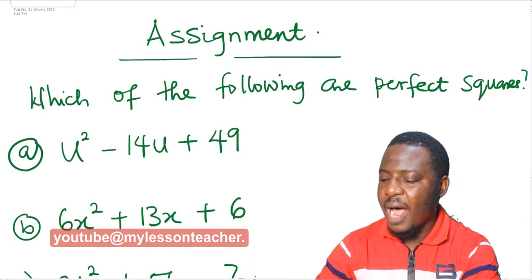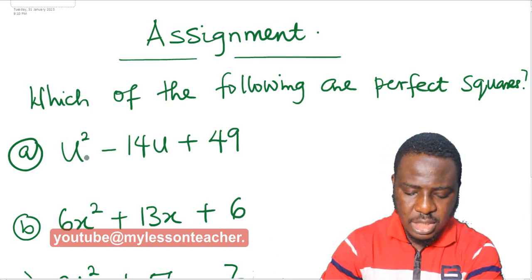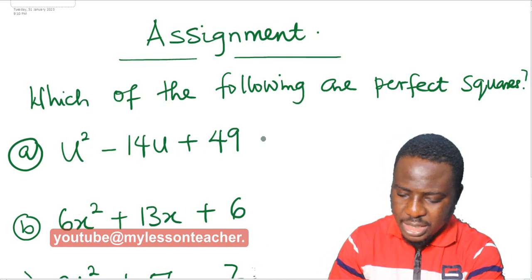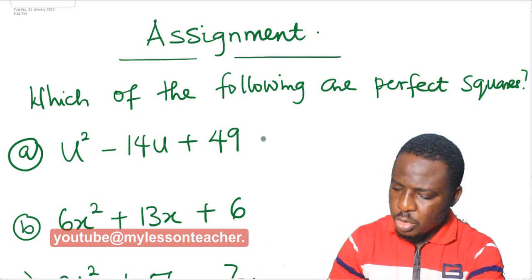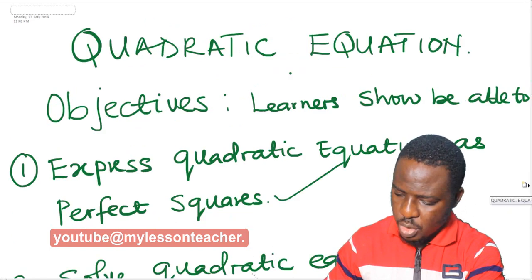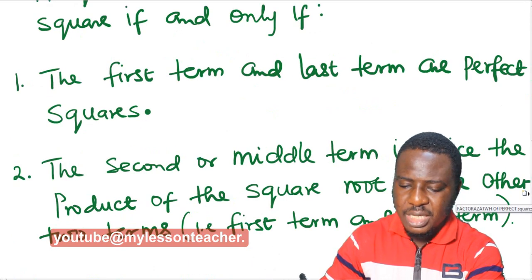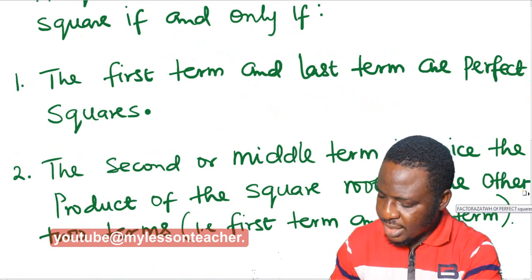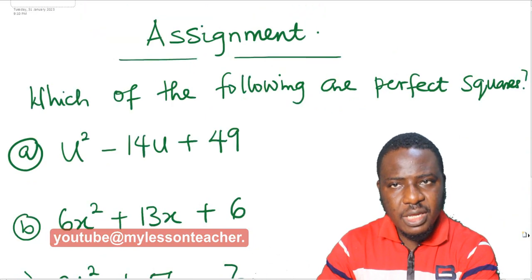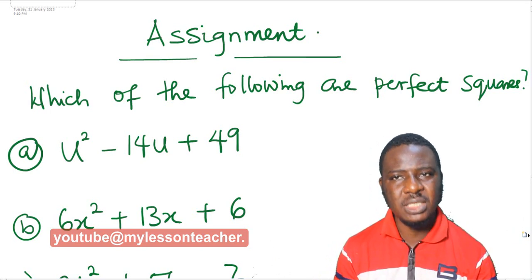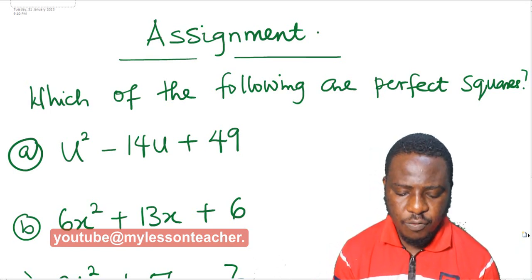Now the question says, which of the following are perfect squares? We have A that says u squared minus 14u plus 49. What you should do in this case is to take these two conditions which I gave you, compare each of them and see if they meet the two conditions necessary for a quadratic expression to be said to be a perfect square. So we are going to see if the first and the last terms are perfect squares, and if the middle term is plus or minus twice the product of the square roots of the first and last terms.